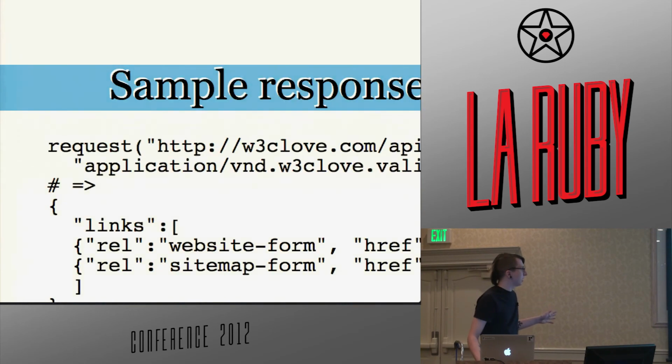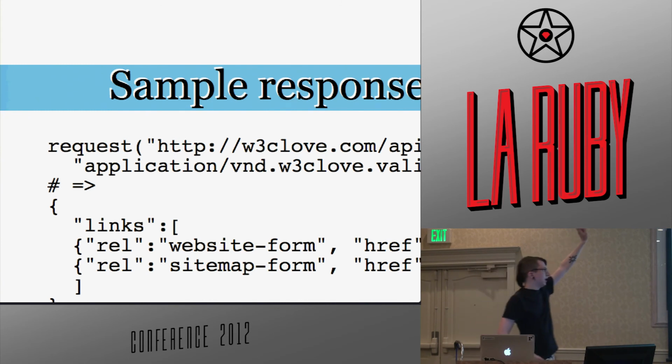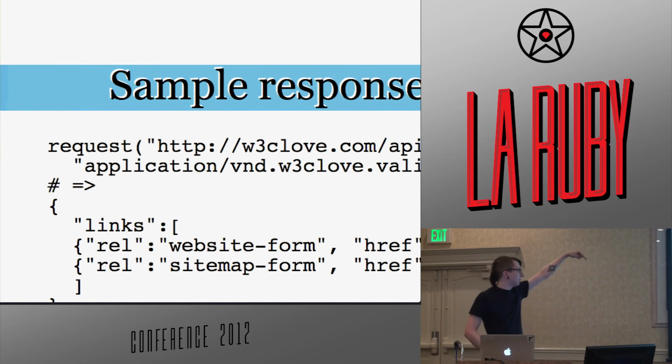So here's the example. This is going to be a little tiny since the screen is tiny. But basically, if you imagine a request method that would hit some sort of URL and ask for our media type of vnd.w3c.love+json, it would give us back these two links. Hey, we have a website form, we have a sitemap form, you can follow these two hrefs. Even though they're off the screen, it's not that big of a deal, because basically it's totally opaque to the users.